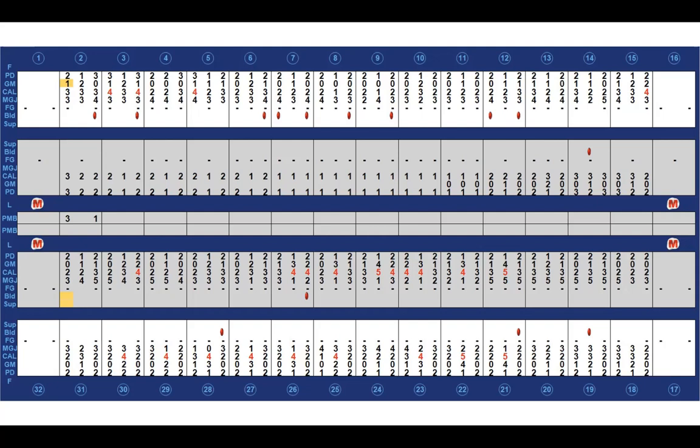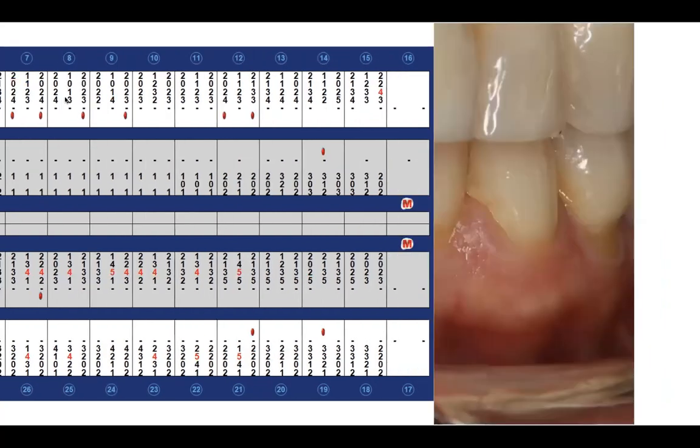Here you can see the red dots. This is what we call bleeding upon probing. And you can see the pocket depth here, and then the recession, and then it automatically calculates the attachment level. And this is the amount of keratinized tissue.